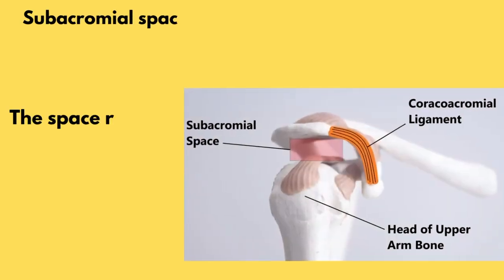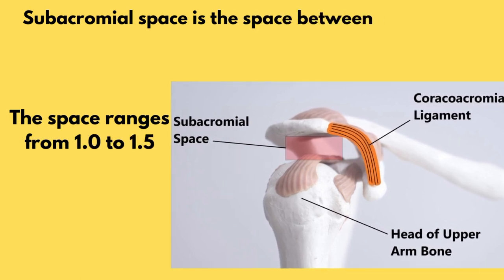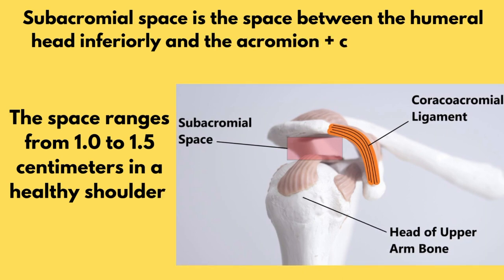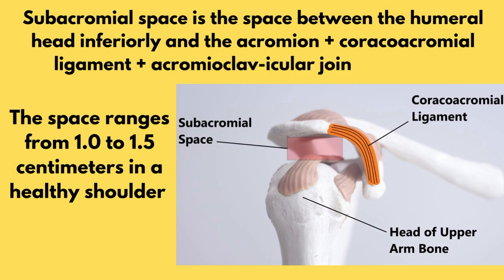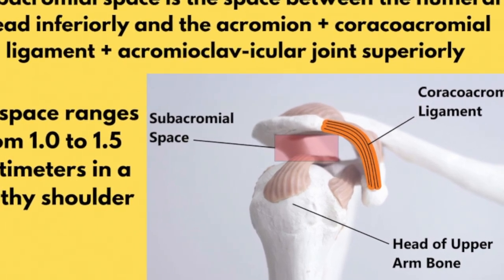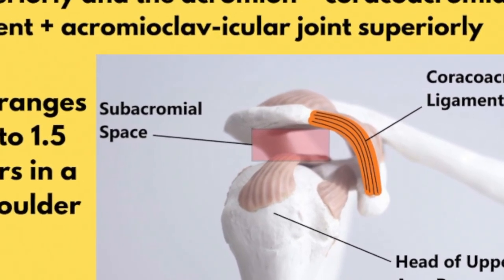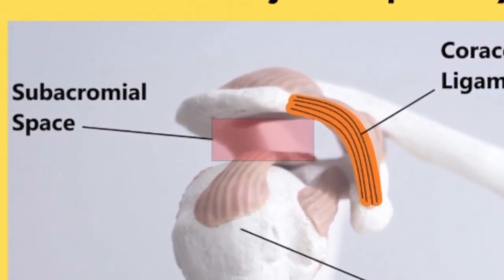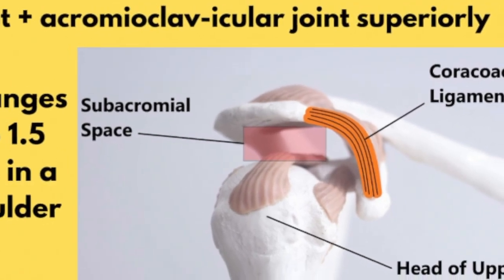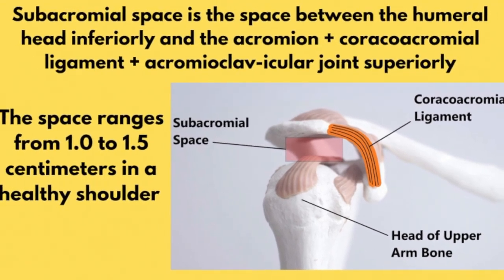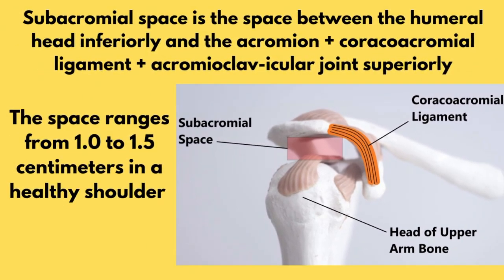So if we start by defining what is the subacromial space, we will understand almost instinctively what all of the issues are. Subacromial space is basically the space that is between the humeral head inferiorly and superiorly with the acromioclavicular joint as well as the coracoacromial ligaments. So these are the borders, and usually it is between 1 to 1.5 centimeter in a healthy shoulder, and therefore by definition anything less than that can cause subacromial impingement syndrome.